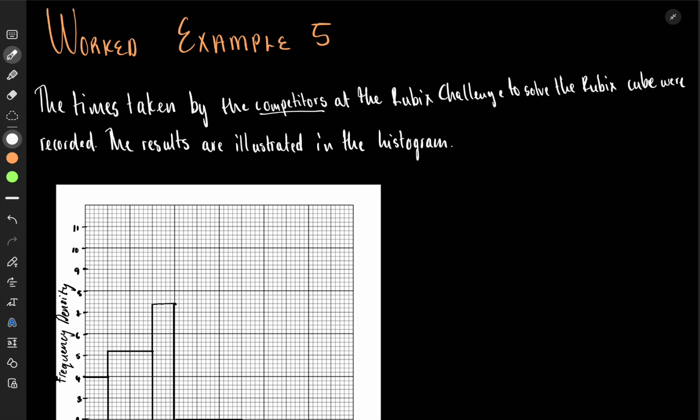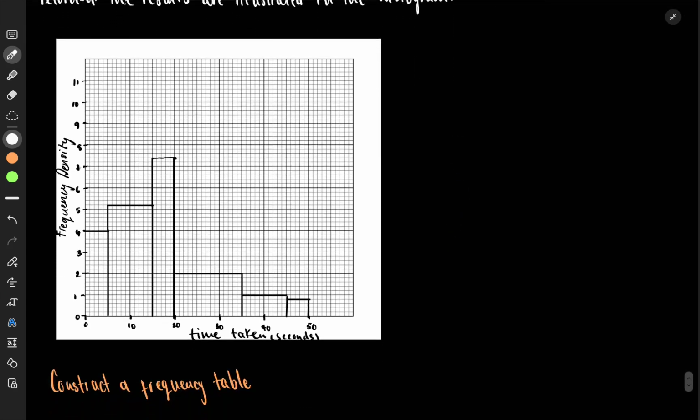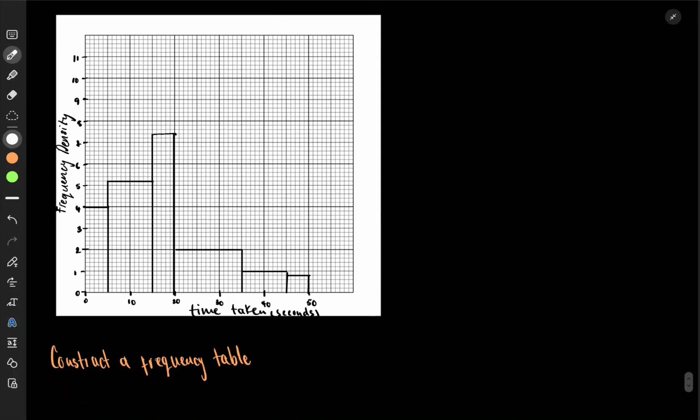So either way, let's say we haven't quite understood the question. We don't have to know the question, and we don't have to know the information above. But anyway, they say that we have a histogram here, and the question says construct a frequency table. So all we want to do is find the frequencies from the histogram, okay? Because the histogram has frequency density and the data, which is here, the time taken to solve a Rubik's Cube.